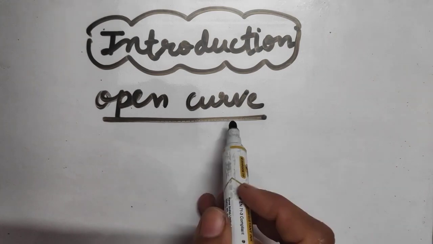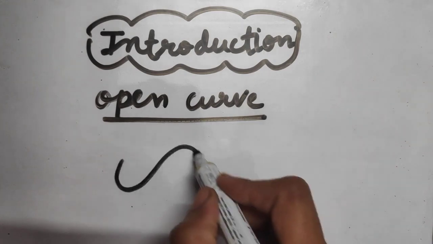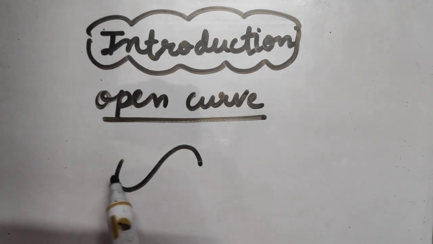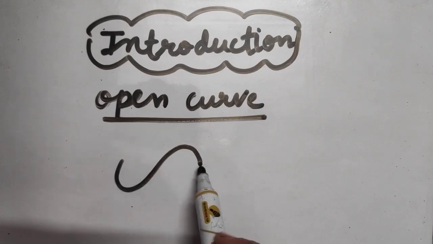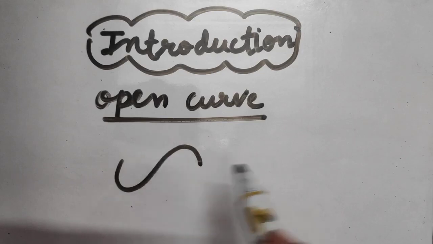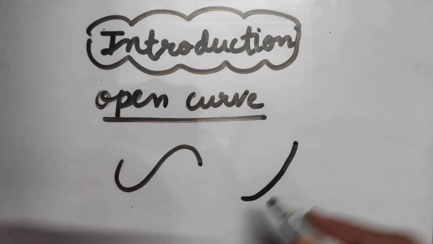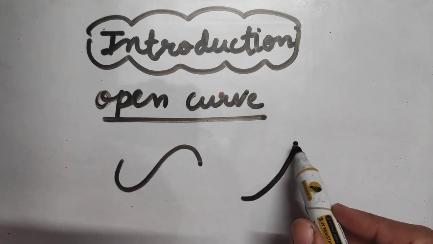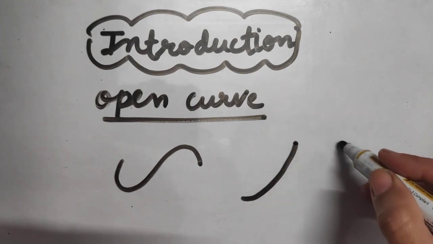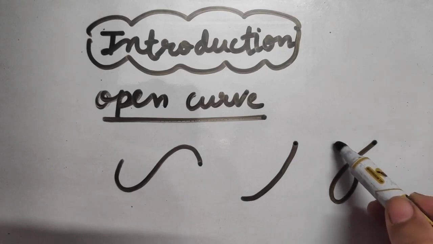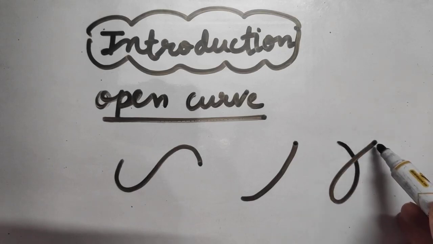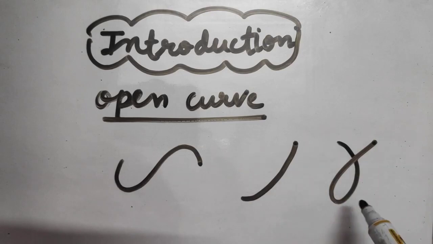You can see an open curve as this. This is an open curve. The curves which have different beginning, the beginning point is different and its end point is different. So this is an open curve. Another can be like this. Its beginning point is different and end point is again different. Another type of open curve can be like this, its beginning point is different and its end point is different. So these are all the open curves.